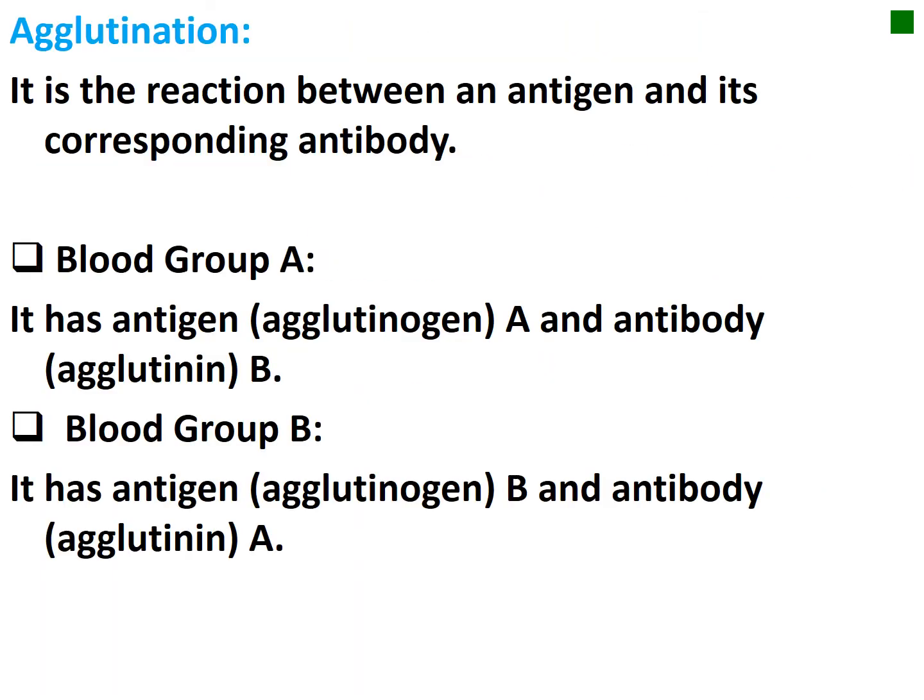Blood groups, another self-marker. Agglutination. What is agglutination? Agglutination is the binding between an antigen and its corresponding antibody. It's called agglutination.